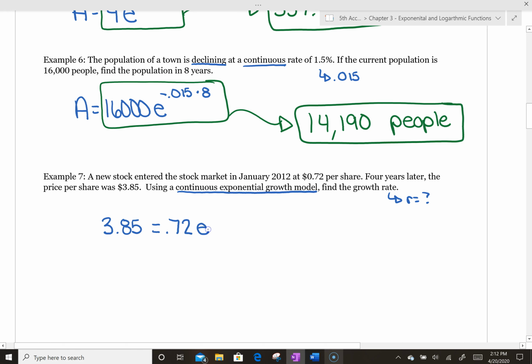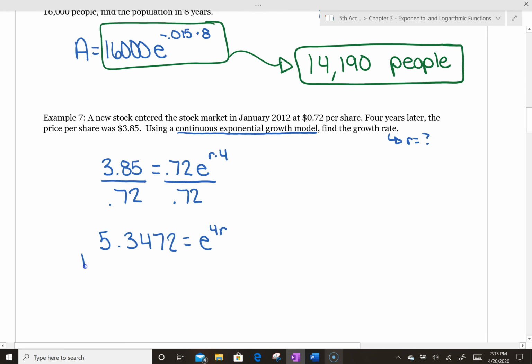We have E. We don't know the rate, but it was 4 years later, so multiply times 4. So we would want to divide by 0.72 on both sides. So we get 5.3472 equals E to the 4R power.